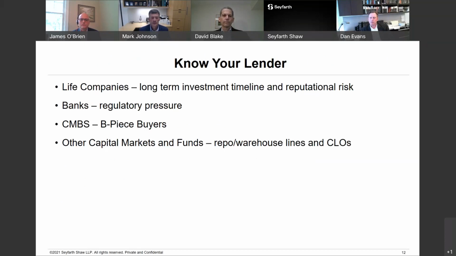Going from most conservative to least: life companies. They have a long-term investment timeline, and they have reputational risk. It's primarily relationship-based lending. You saw a lot of very friendly modification conversations taking place. Generally speaking, things got done. There wasn't particularly a real rush to get things done, but they did.